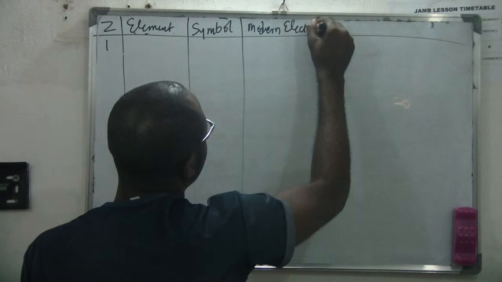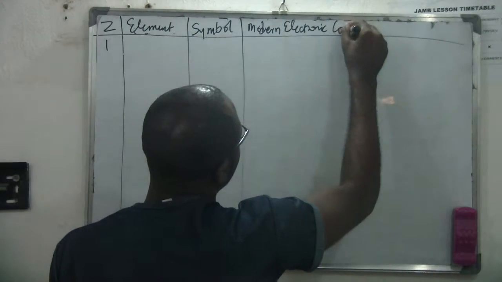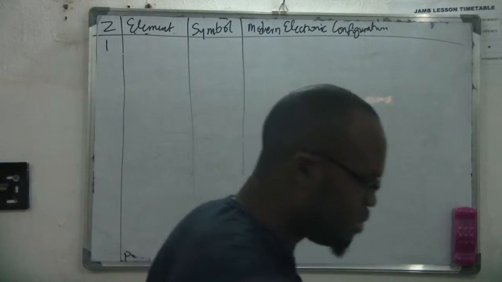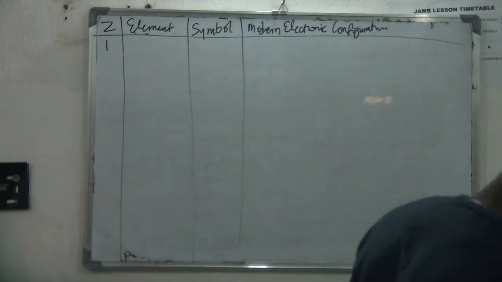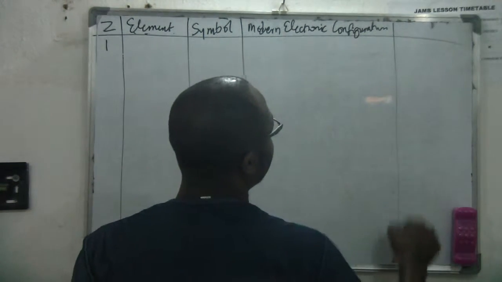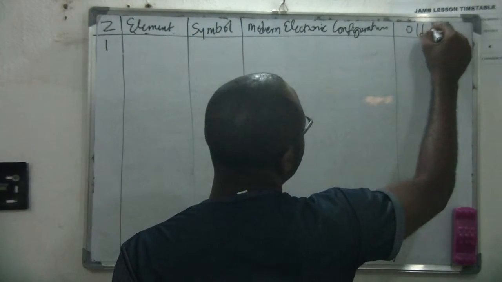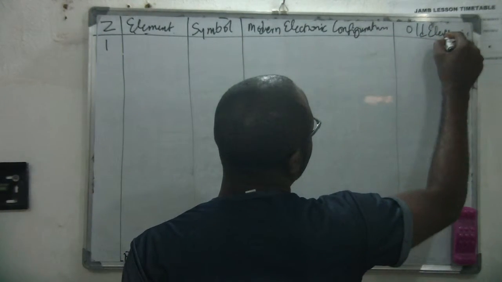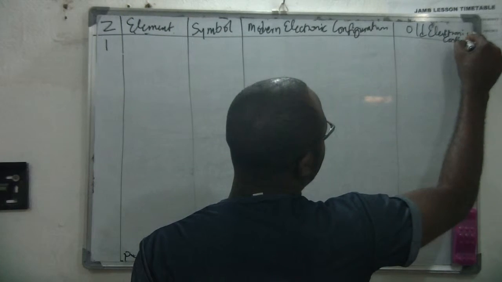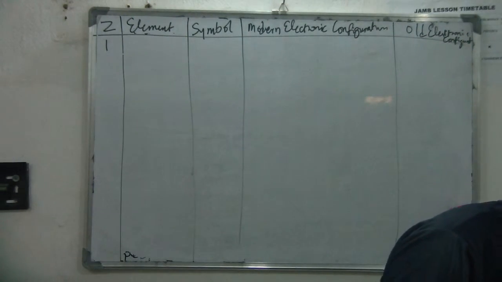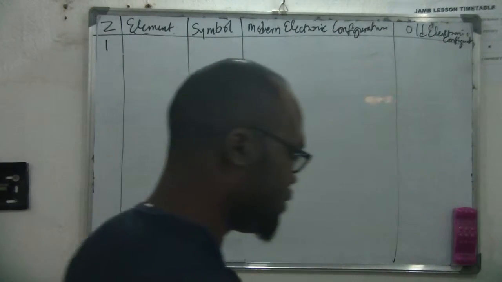Modern what? Electronic configuration. And when you're talking about the modern electronic configuration, we're talking about the SPDF, isn't it? Yeah. Now, then we talk about the old electronic configuration. When we talk about the old electronic configuration, which one are we talking about? The KLMNOPQ, is it not?